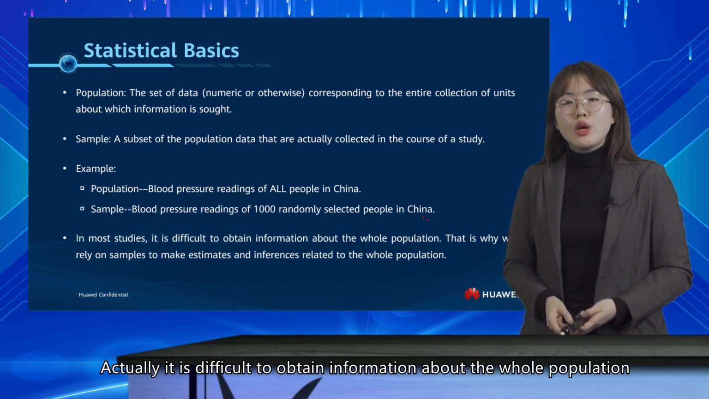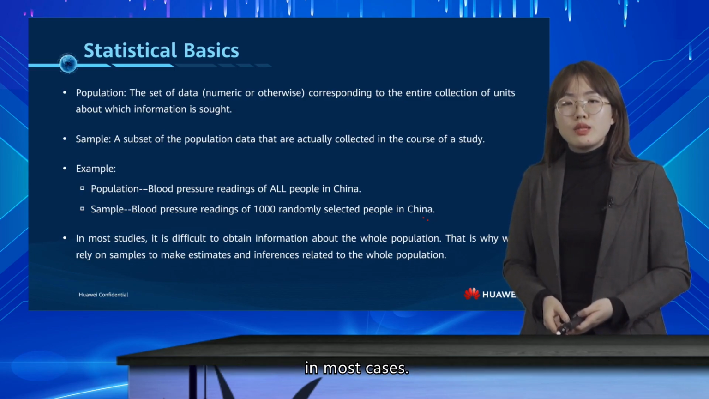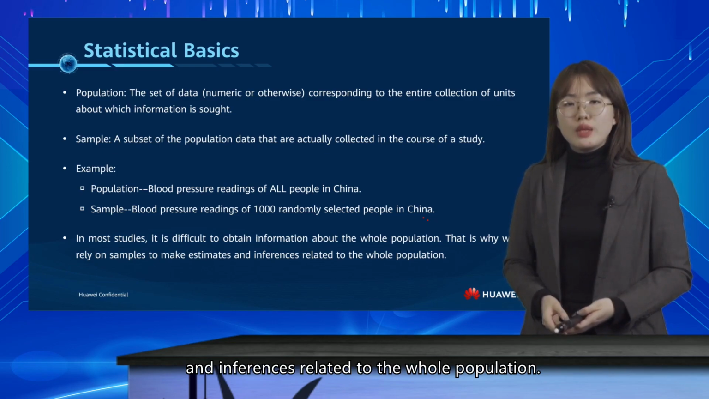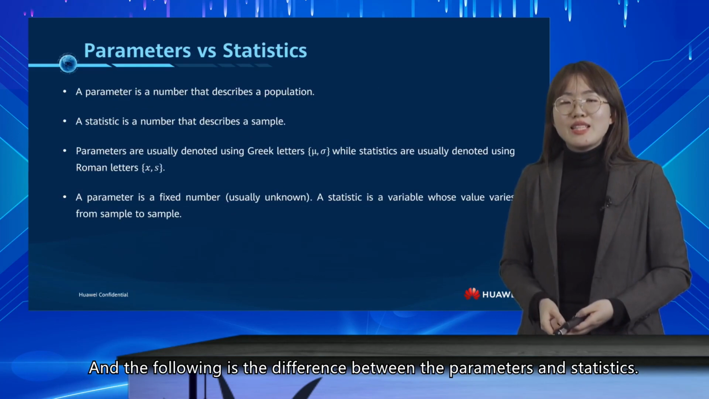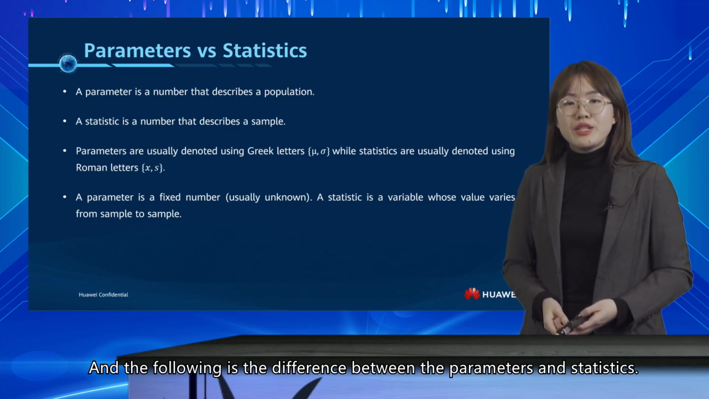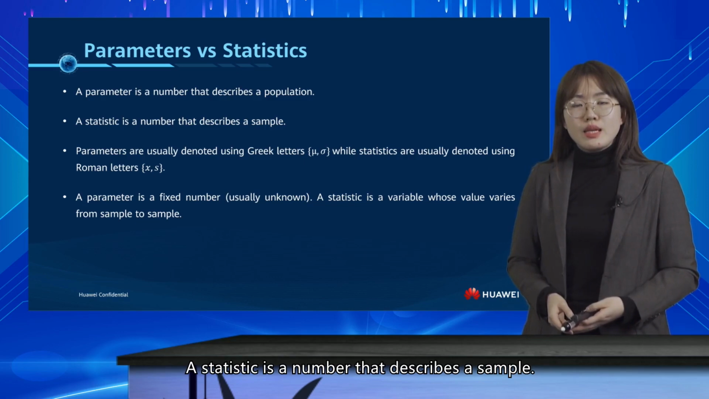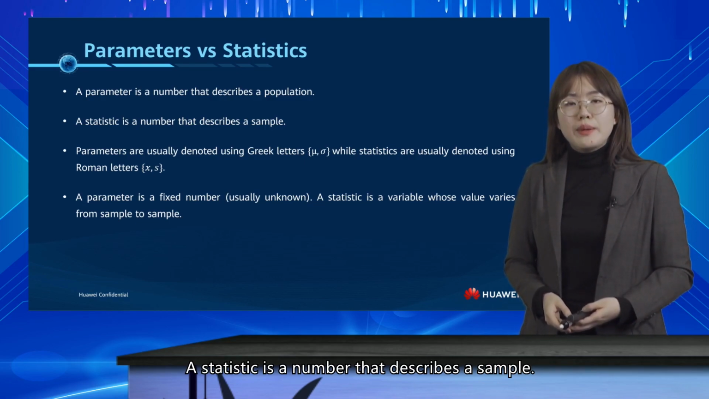Actually, it is difficult to obtain information about the whole population in most cases. That's why we rely on samples to make estimations and inferences related to the whole population. And the following is the difference between parameters and statistics. A parameter is a number that describes a population. A statistic is a number that describes a sample.